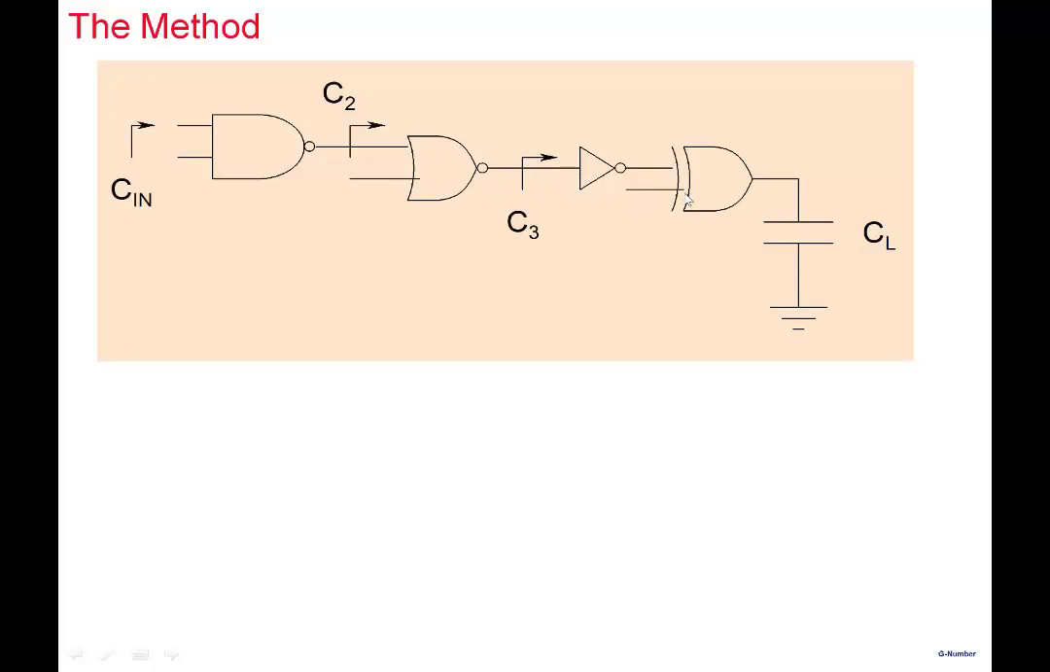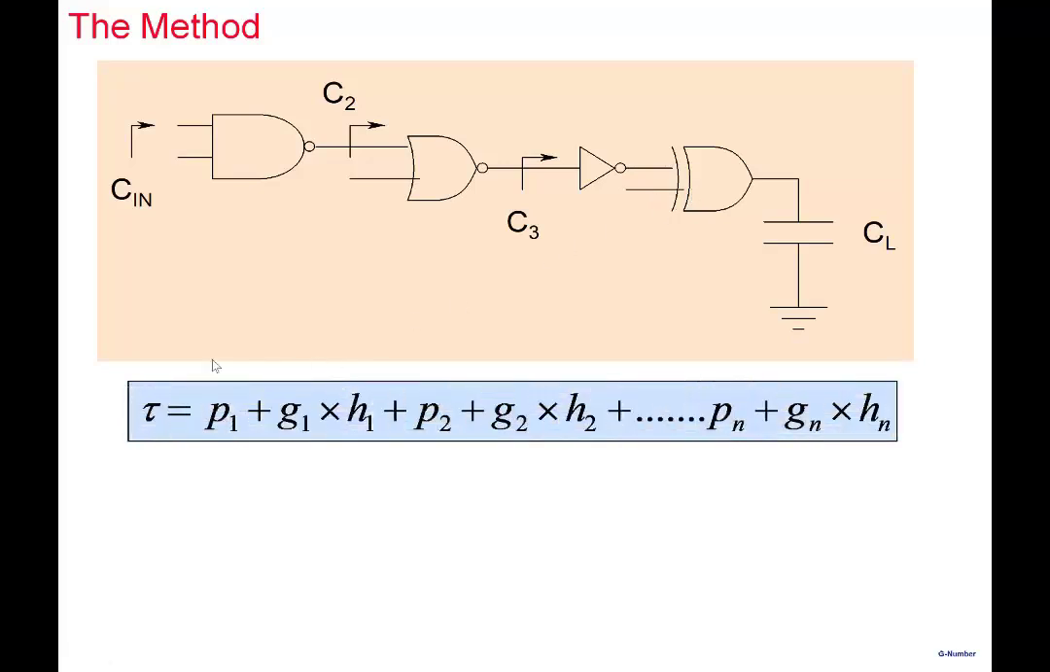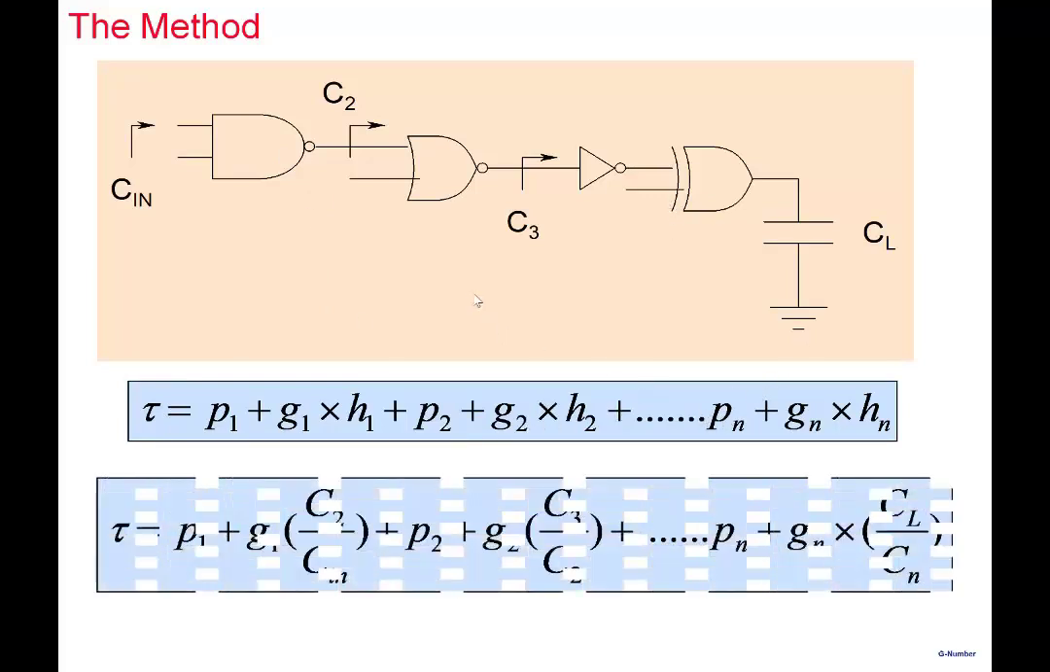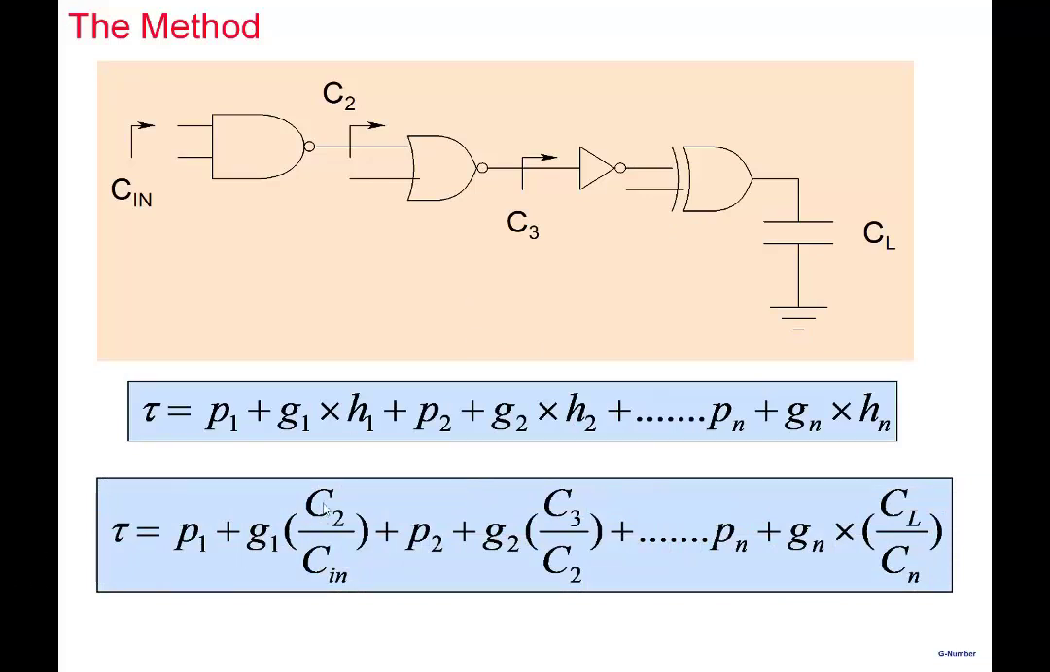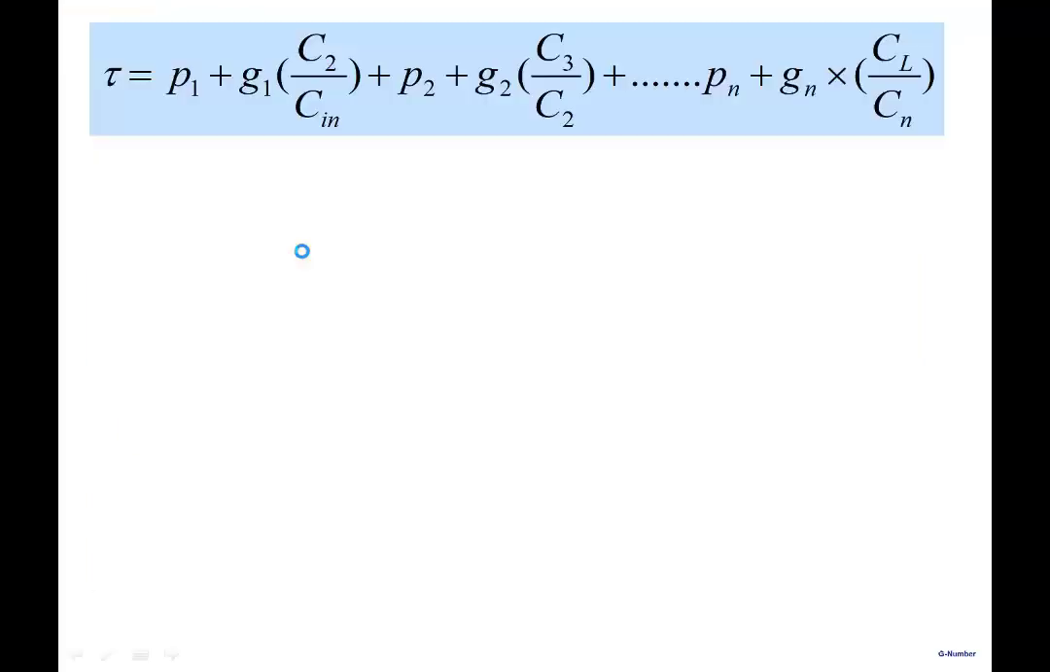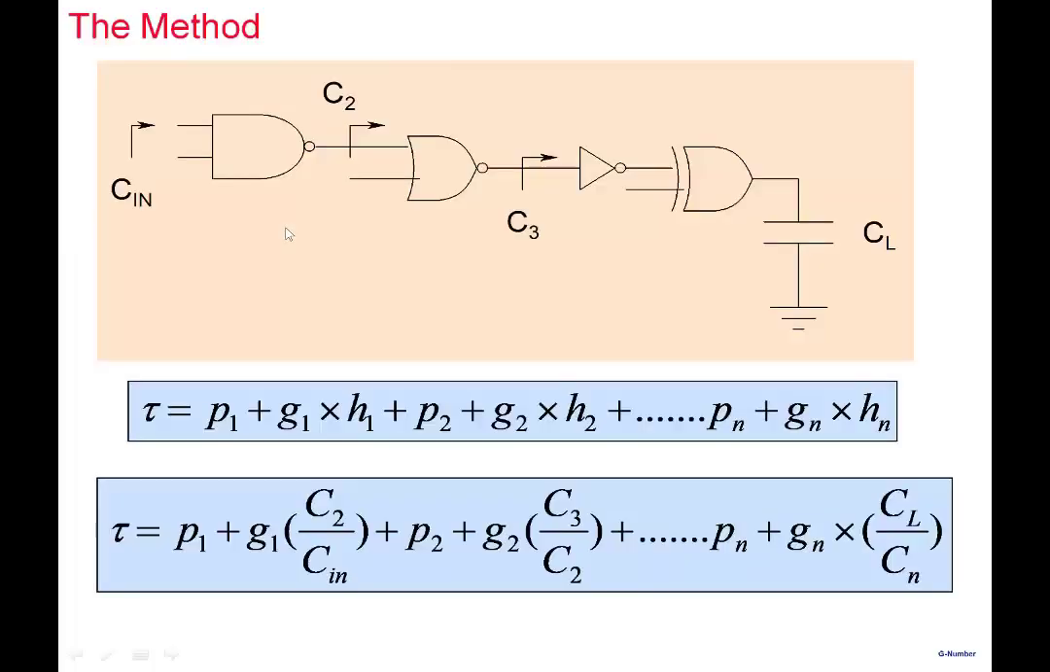What is my starting point? Starting point is to find out the overall delay, which is going to be P1 plus G1 into H1, first one, P2 plus G2 into H2, like that. So G1, C2 by Cin, C3 by C2, CL by Cin. This is what H1s are. Now to apply this, I need to know what is the logical effort, G1 and G2 and Gn and all those things I have to know.